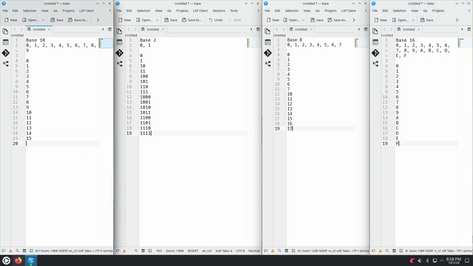That's, let's put a minus in here. 16, a separator.